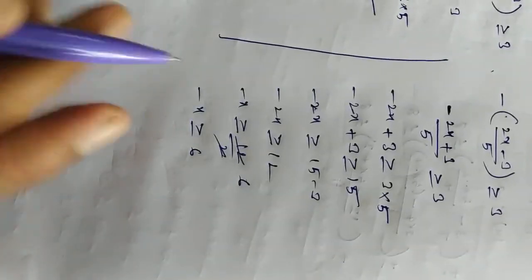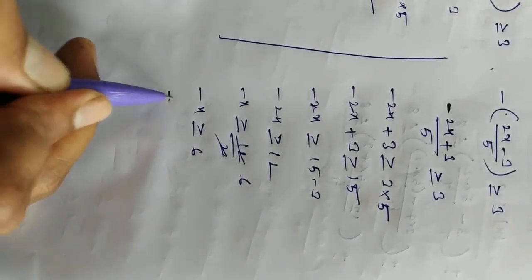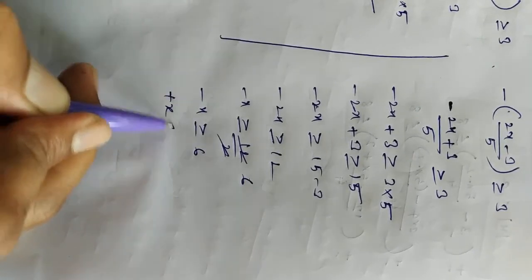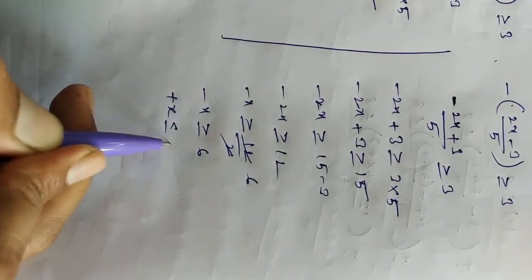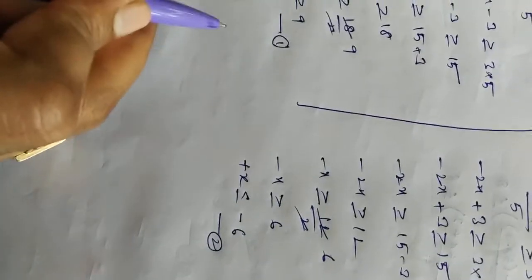Now x is always positive, then multiply with minus on both sides. You take minus into minus, plus x. Greater than changes to less than or equal to, and plus 6 changes to minus 6. This is number 2.